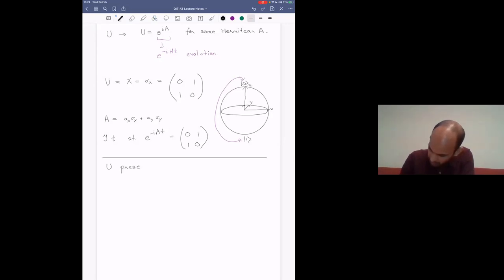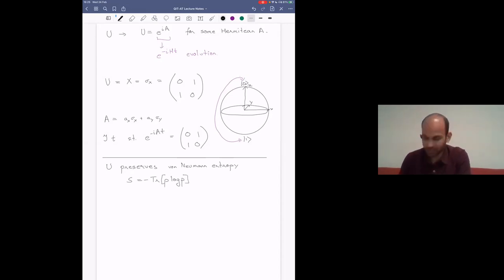U preserves the von Neumann entropy, which we will not discuss in detail currently. That will be introduced in a later lecture. But for now, let's just define it. I think everyone who's been in the QIT course will be very used to this quantity. It's minus trace of rho log rho.